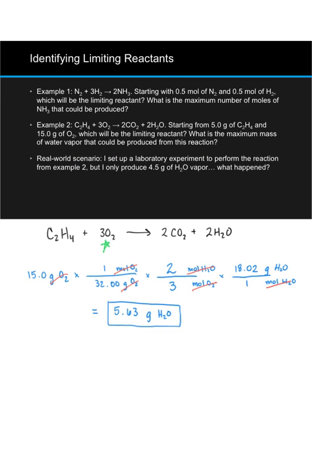So, suppose that we went into the laboratory and carried out this reaction from example number 2. We react 5 grams worth of ethylene and 15 grams worth of oxygen. But in our reaction, we only produced 4.5 grams worth of water vapor, rather than the 5.63 that we predicted. What happened in our experiment? Did we go wrong somewhere? Or is this an expected result?